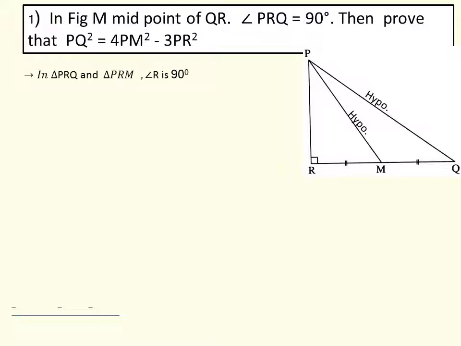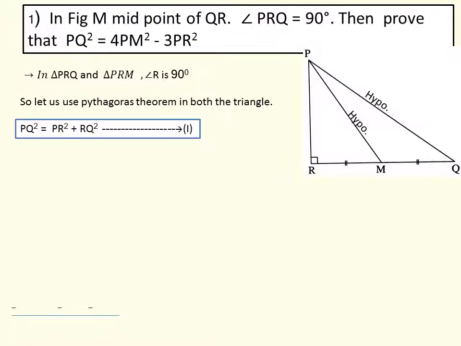In triangle PRQ and triangle PRM, angle R is equal to 90 degree. So let us use Pythagoras theorem in both the triangles. So in first triangle, triangle PRQ and angle PRQ is 90 degree, therefore PQ square equal to PR square plus RQ square. This is equation number 1.